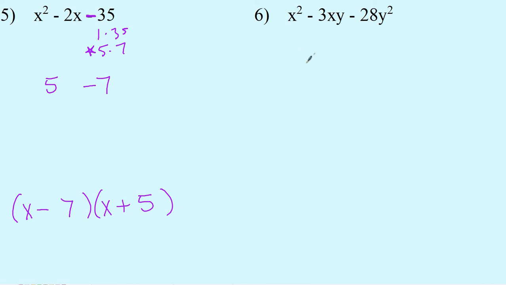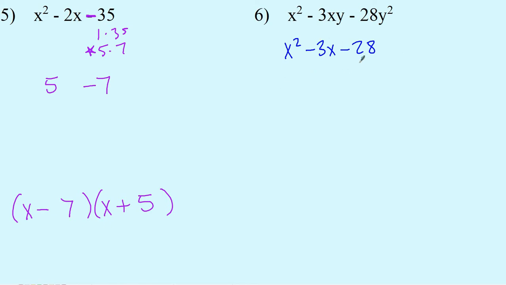Okay. Now for number 6, I don't know what it is about number 6. People just see that extra y and more variables. I don't know. Y'all freak out. Don't freak out, okay? This looks essentially like what we've been doing. It's like x squared minus 3x minus 28, okay? So just visualize that for a minute.